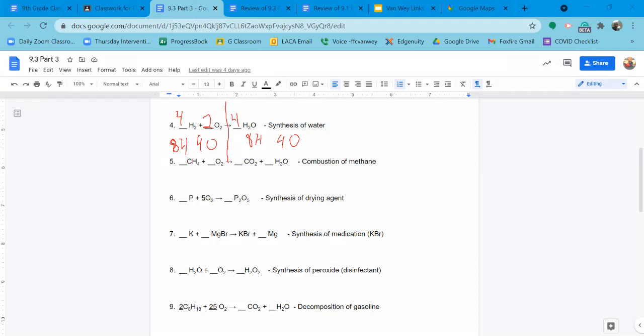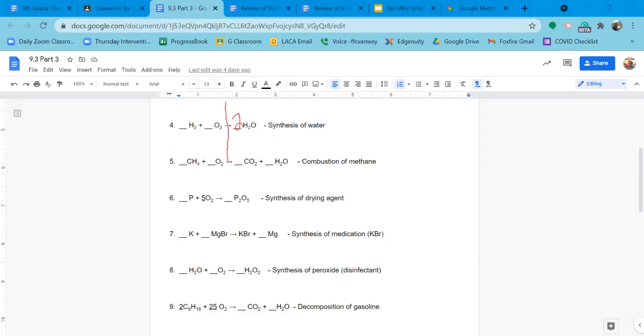If 4 H2s and 2 O2s gives me 4 H2Os, then it's also going to be true that I can divide everything by 2 and it'll still be true. And so that'll be the simplest form of this chemical equation. So I have to start over. Instead of making 4 of these, we're going to make, let's say, 2 of these and see what happens. Erase all this and start over.